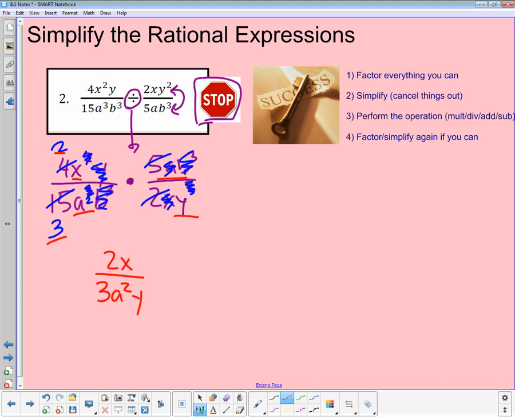And then I also check, is there anything else I can do? No, there's not. We should only see each variable written one time. That's one way that you know you've simplified it. When you have monomials, each variable should only be there once, and your number part should be reduced as much as possible, and 2/3 is.